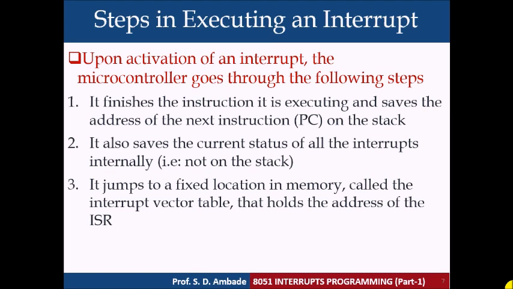Upon activation of an interrupt, the microcontroller goes through the following steps. First, it finishes the instruction it is executing and saves the address of the next instruction, the program counter, on the stack. Friends, you all know that the program counter stores the address of the next instruction to be fetched. So the first step in executing an interrupt is that it saves the address of the next instruction from the program counter on the stack memory.